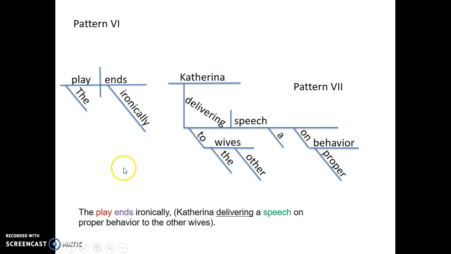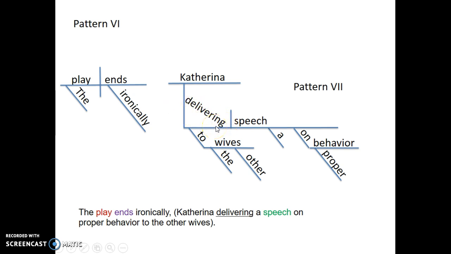The play ends ironically. So we have play as our subject, ends is our verb. It's an action verb. Ends what? There is nothing following acting as the direct object, so this is a pattern 6. We put our modifiers underneath, and then we move to the second half of the sentence. So we have our noun, which is Katharina, and then delivering is a verbal. It's a participle describing Katharina, so it goes on the diagonal on the structure below.